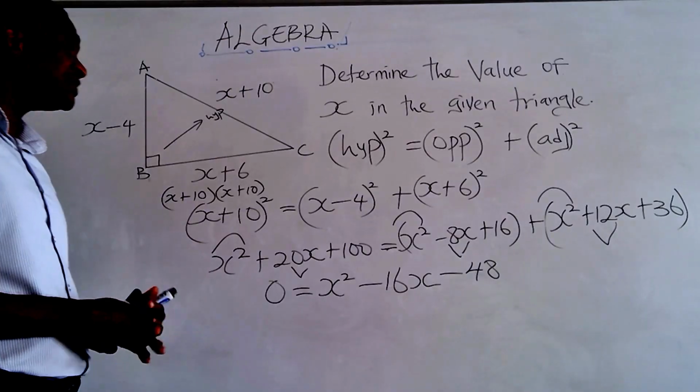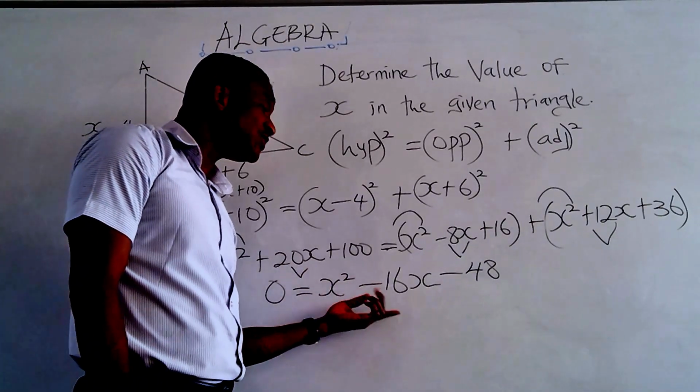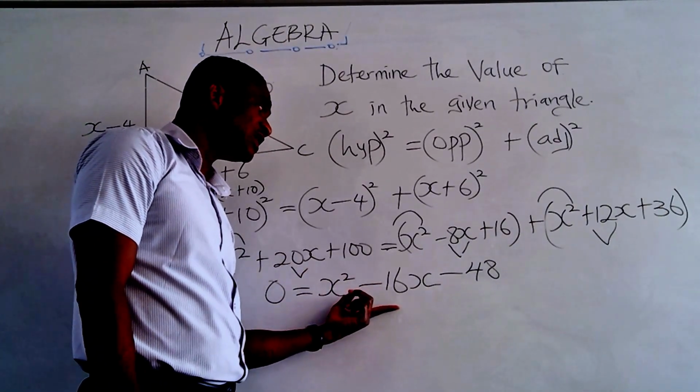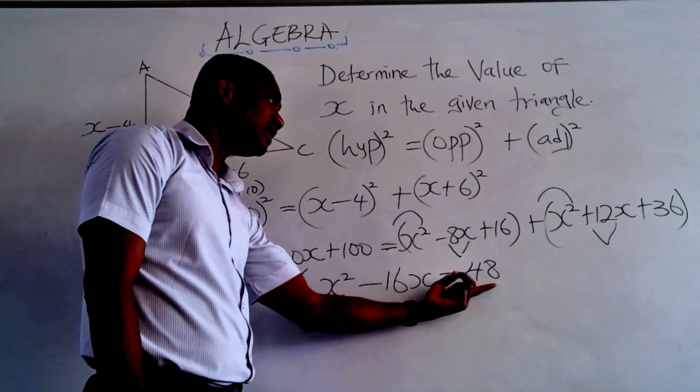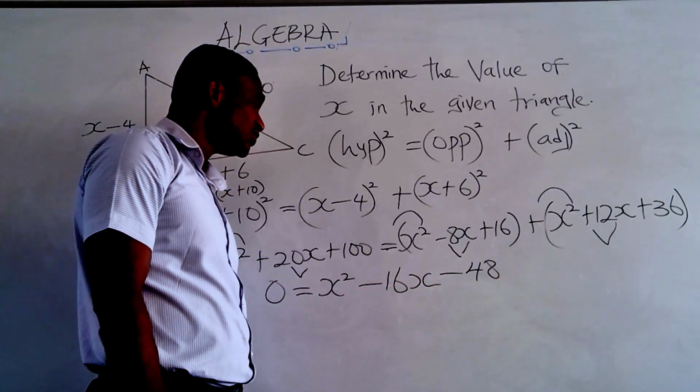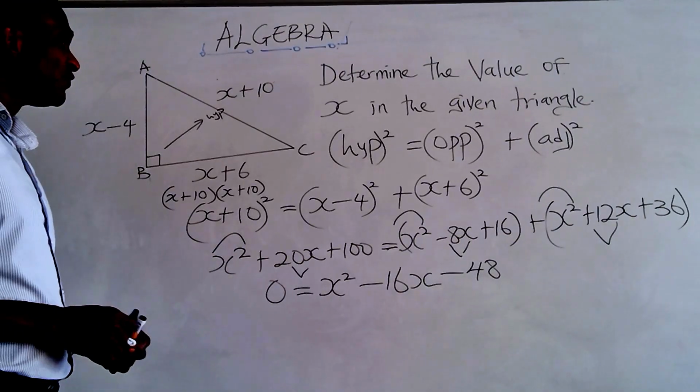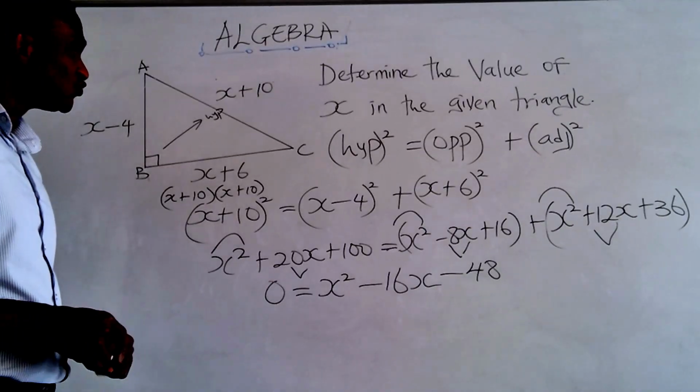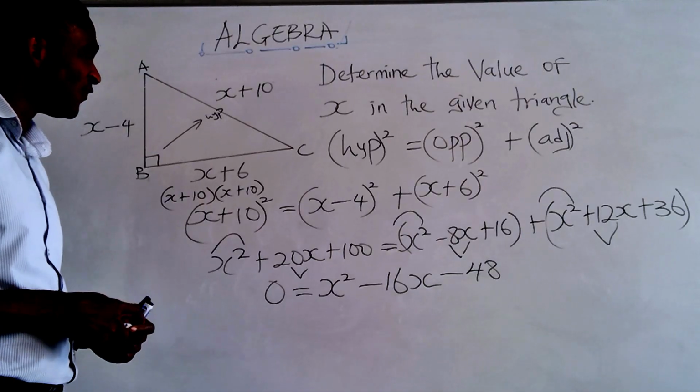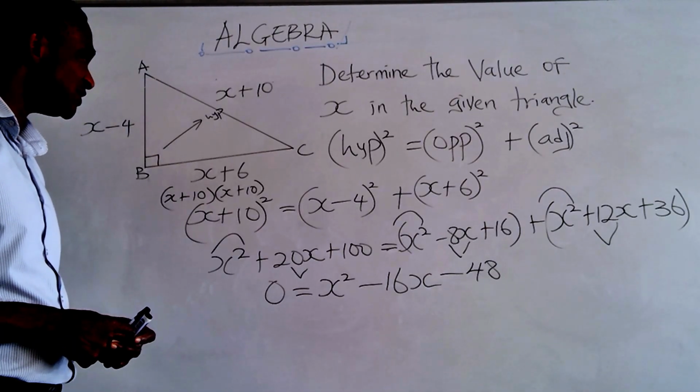Remember, to factorize this, you look for two numbers that when you add, it gives you this, and when you multiply, it gives you this. So let's test. 48 is 12 times 4 gives us 48.